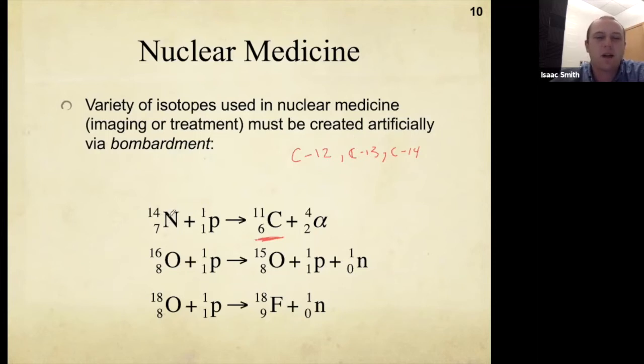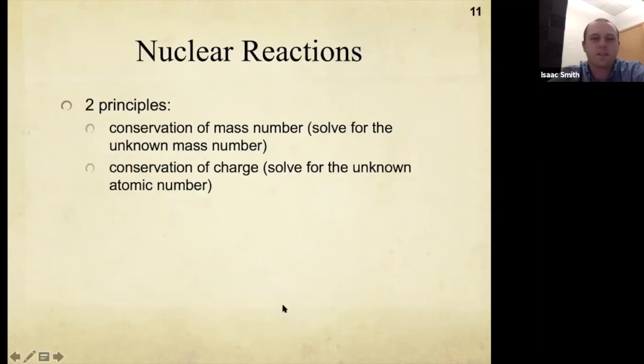Ramming nitrogen with a proton is going to kick out an alpha particle plus carbon 11, so carbon with 5 neutrons. It's kind of an artificial carbon. So pretty interesting, but there are different ways to make these different artificial isotopes that are useful. Okay.